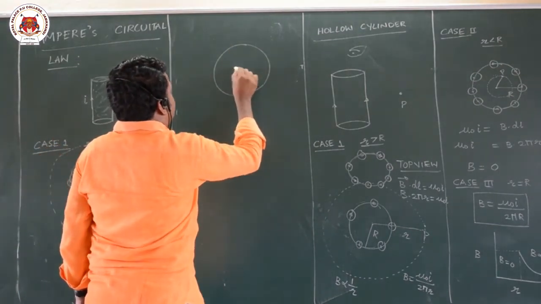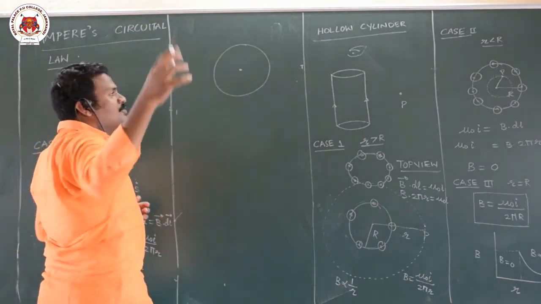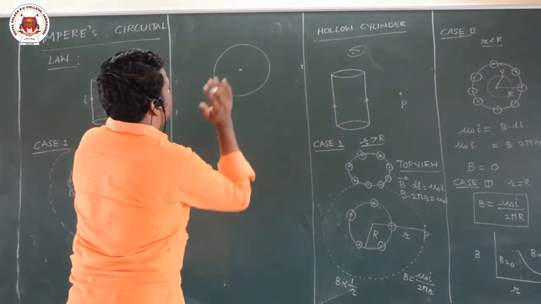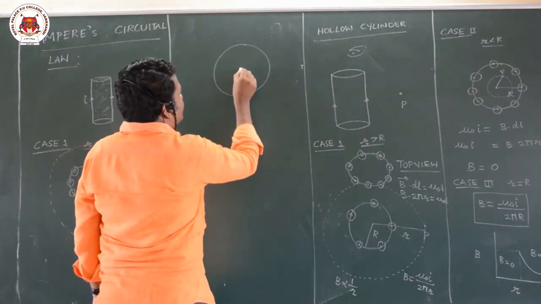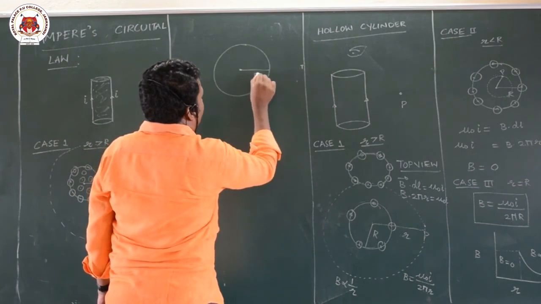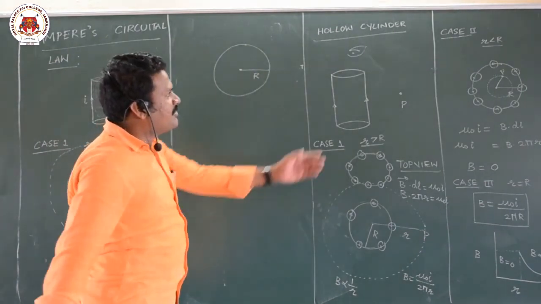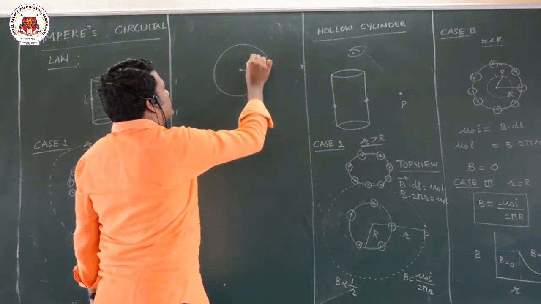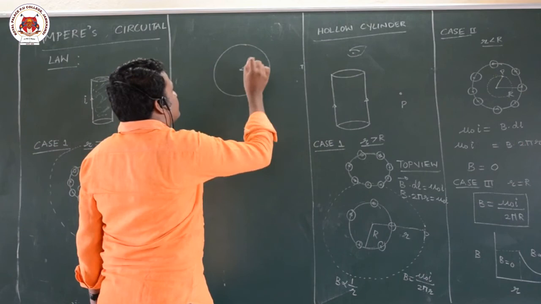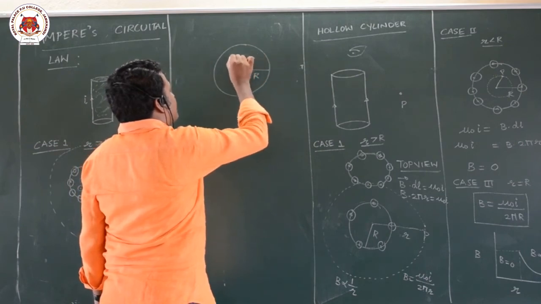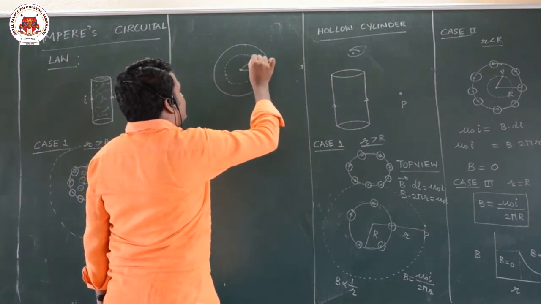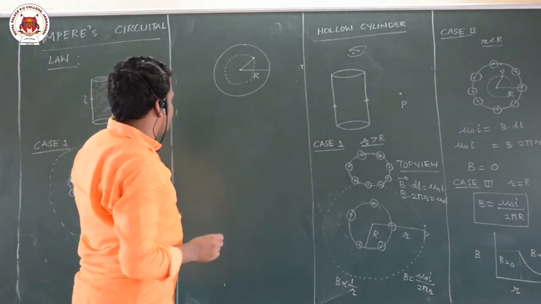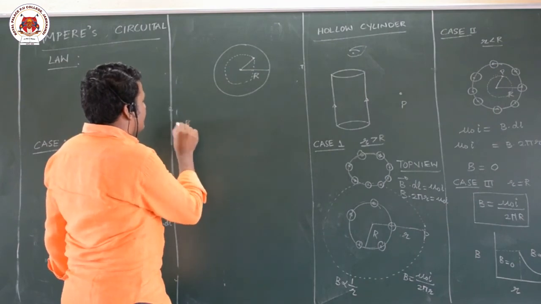In this, the current direction you already know: current is coming towards you. Now let us take the capital R, and just like what we did in the case of the hollow cylinder, take a small r which is inside this capital R, inside the wire. Like this you complete the Ampere's loop.